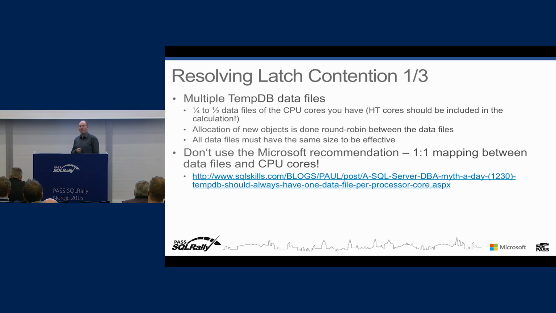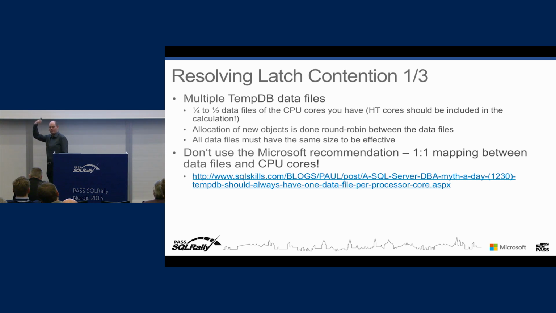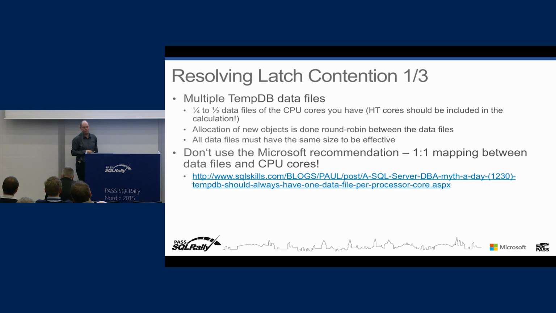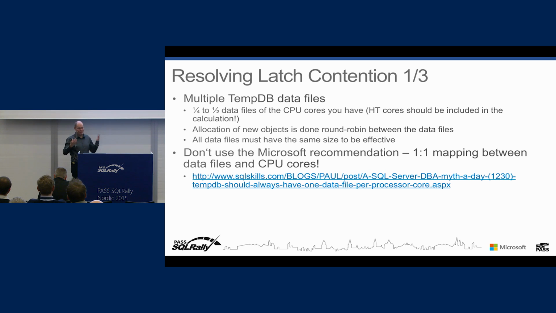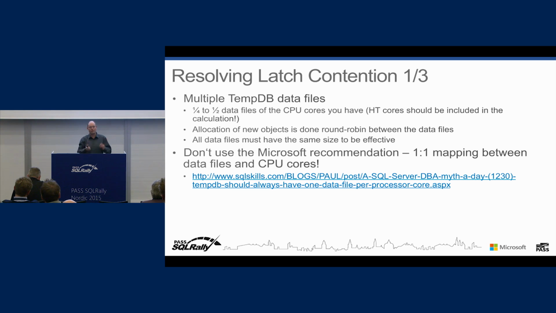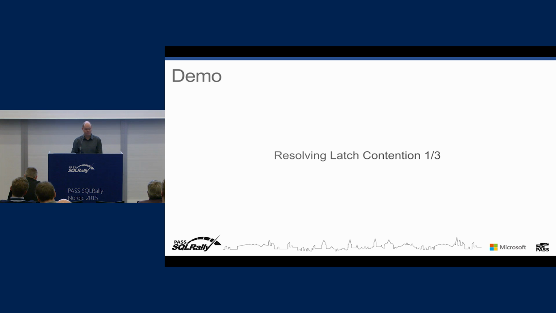The recommendation that Microsoft has made here in the past is that we should have a one-to-one mapping between TempDB data files and CPU cores. This doesn't hold true anymore because we can have a huge amount of CPU cores. Therefore, the recommendation is when you have up to 8 cores, you just give TempDB as many data files as you have CPU cores, and afterwards it just depends. You have to benchmark it for your specific workload, around 1/2 to 1/4 of data files as you have CPU cores. Let's have a look at that specific problem.